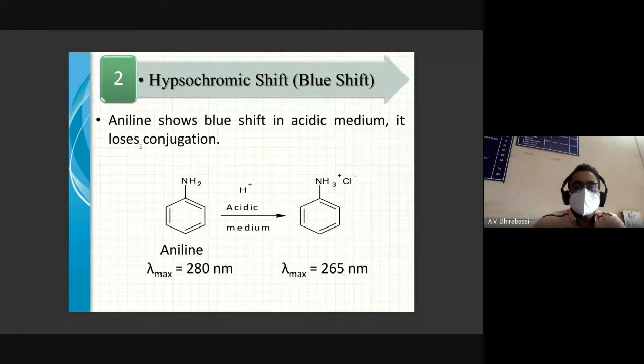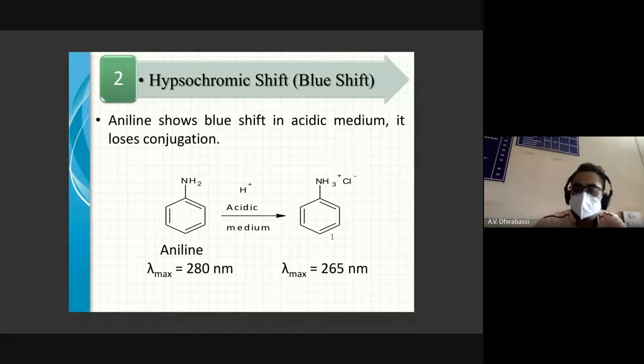Okay, so aniline shows the blue shift in an acidic medium. If we look at the wavelength of aniline in an acidic medium, it loses the conjugation because proton abstraction takes place, so there will not be this conjugation. Here the lone pair does conjugation and shows the n to pi star transition. So it shows the spectrum at the higher wavelength, 280 nanometers.